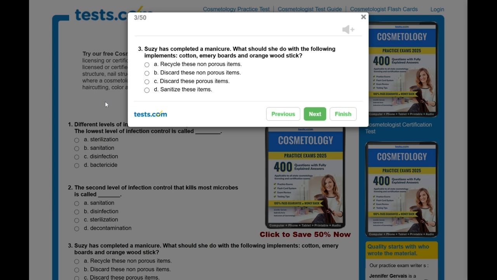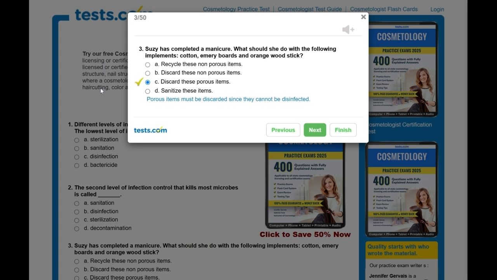Question 3. Susie has completed a manicure. What should she do with the following implements? Cotton, emery boards, and orange wood stick. A. Recycle these non-porous items. B. Discard these non-porous items. C. Discard these porous items. D. Sanitize these items. C. Discard these porous items. Porous items must be discarded since they cannot be disinfected.